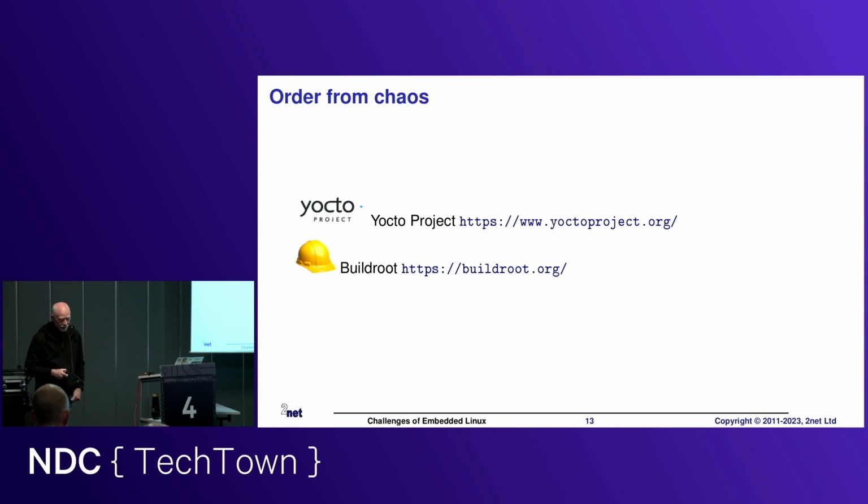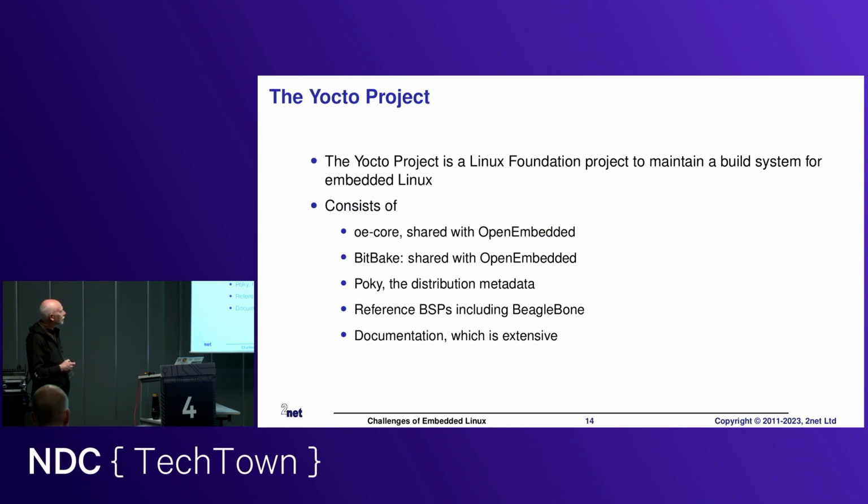Order from chaos. So we have two tools in particular. We have Yocto Project and Buildroot. And they basically take all the hard work out of this. They allow you to specify what you want to build using recipes or configuration files, and makefiles in the case of Buildroot. And then you just type make or something similar, and it chugs away for some hours usually to create the entire operating system from scratch for you. And it's doing this mostly from upstream source code.